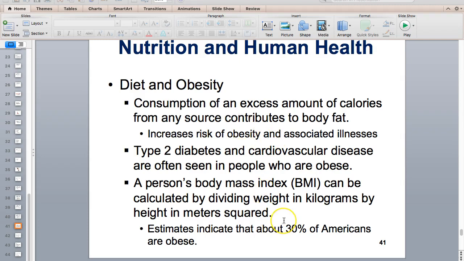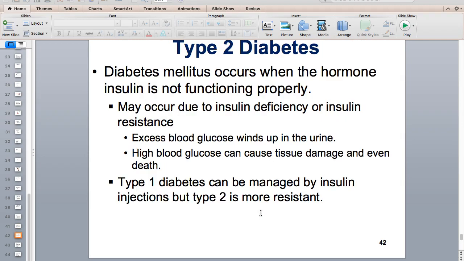There's a quick way of measuring obesity using BMI. Not sure that it's the best indicator of obesity because it only takes into account your weight essentially by height, so it doesn't take into account muscle mass compared to fat content and what have you. But apparently if you use BMI as an estimator, about 30% of Americans are actually obese.